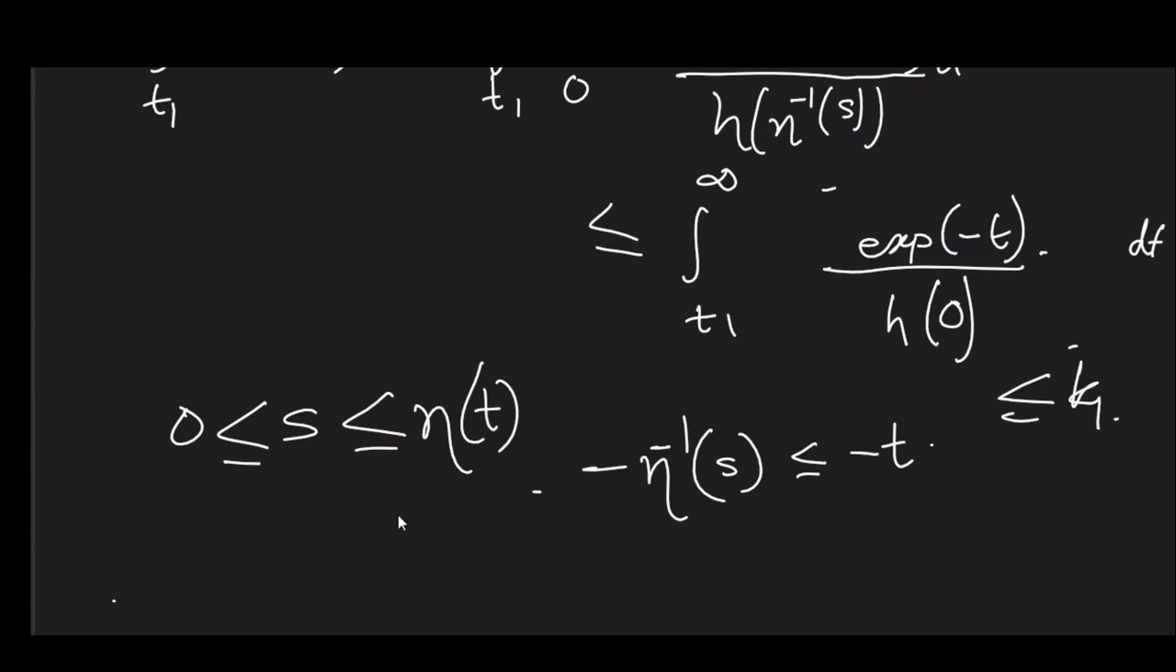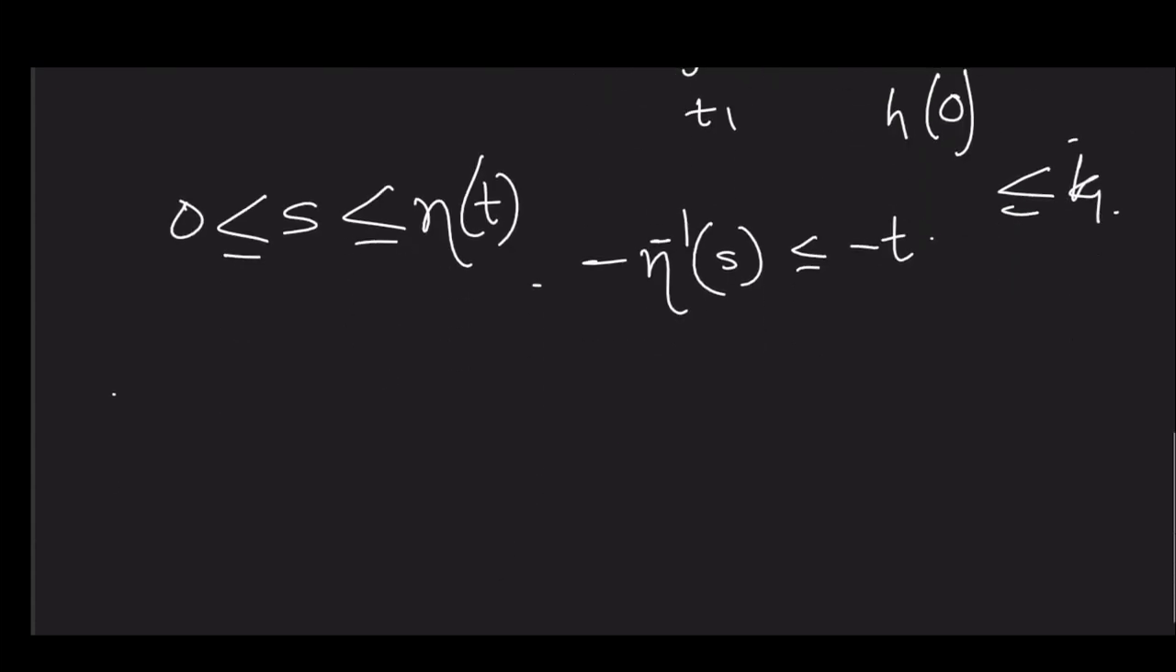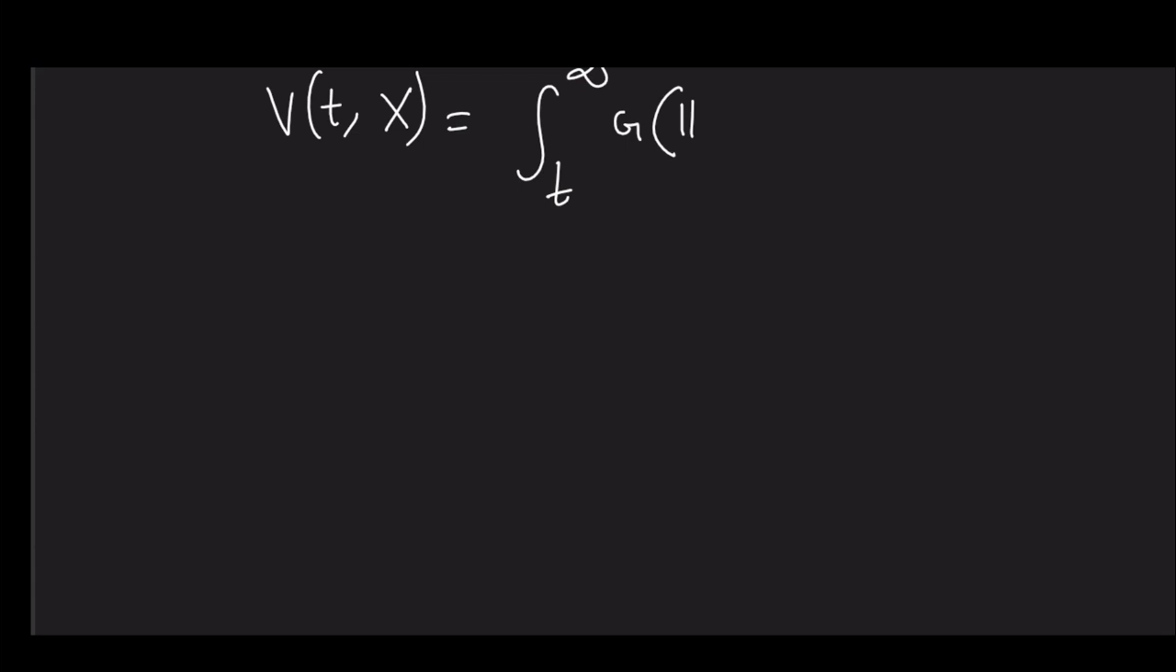Now we have to prove the theorem of uniform stability using this Massera's lemma. So let us do that. What it stated in that theorem is, first of all we have to consider a Lyapunov function, a class K function.